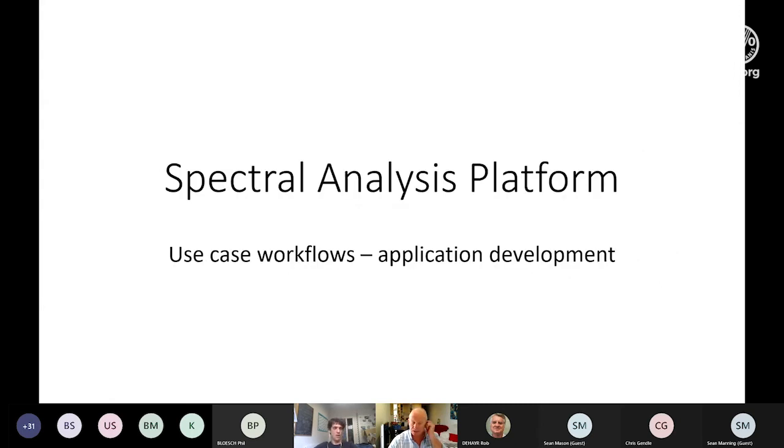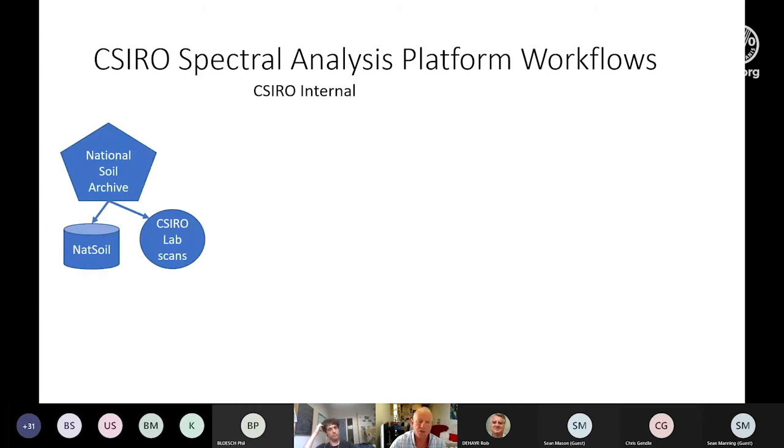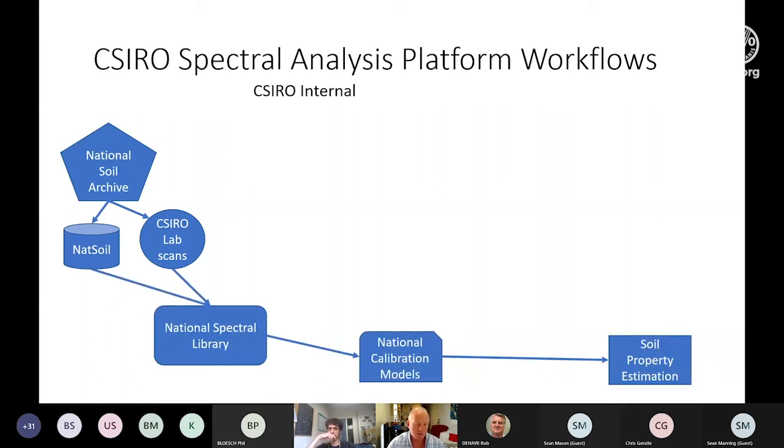I've got a quick little visualization, if you like, of where the thinking is at the moment. So these are the workflows that we're dealing with. At the moment, internally, we've been able to take the National Soil Archive and the National Soils data and those scans, and we build the spectral library that we've got with a range of these calibration models, and we predict soil property estimates, and we spit those out to our modelers and other applications. So this is getting routinely used now within CSIRO.